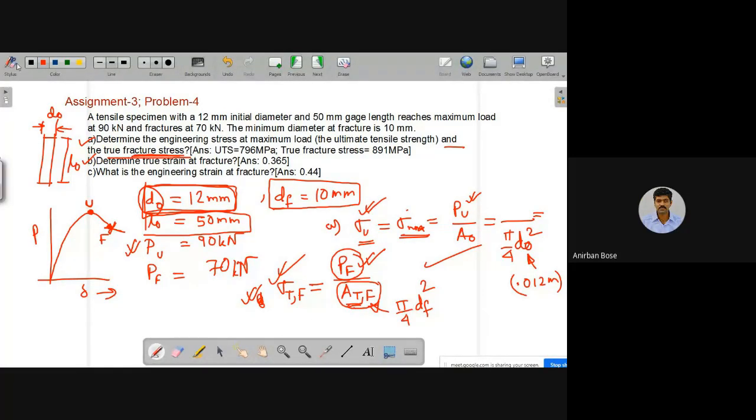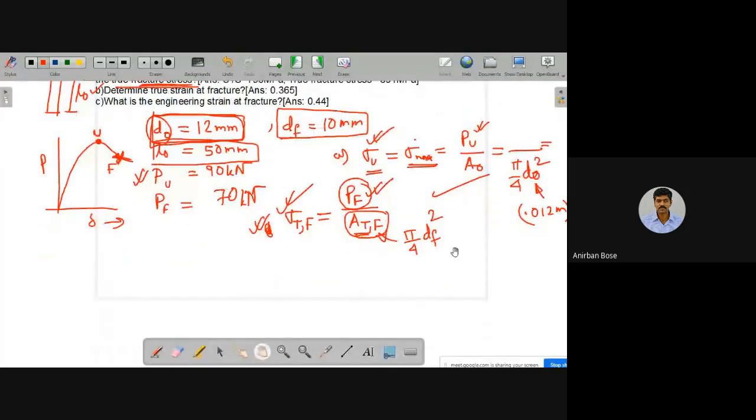So now, the second part of the problem is to determine the true strain at fracture. Okay. Now you have to find out the true strain at the fracture. How can you find out the true strain at the fracture? For that, what you can do is write the stress strain relationship first. What is the stress strain relationship?